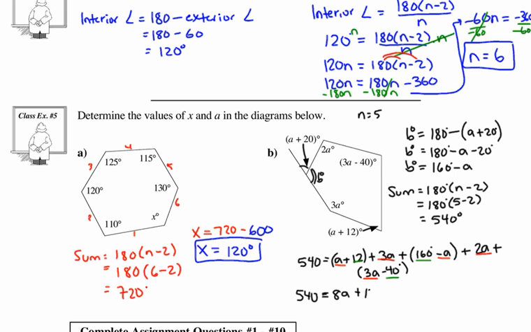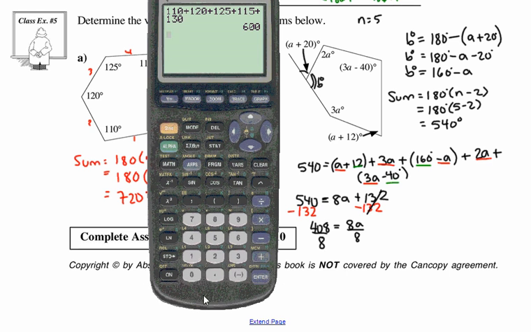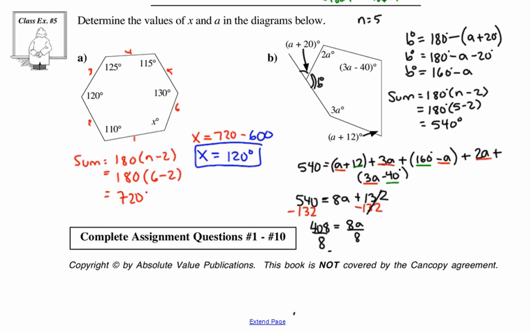Okay, now we've made this a lot easier. Let's solve for A. So we need to bring all the constants together and do that by subtracting 132 from both sides. That's going to give us 408 equals 8A, and then last divided by 8. So 408 divided by 8 gives us 51. So A is equal to 51. There we go.